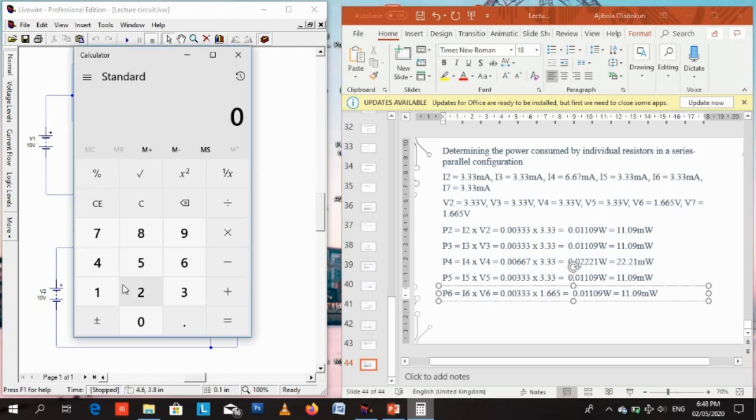So if you multiply that, we start from 1.665 multiplied by 0.00333, which equals 0.005544.